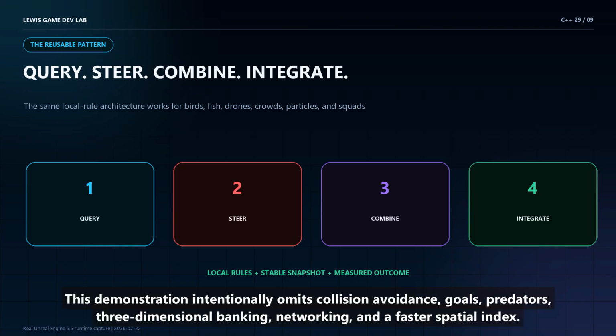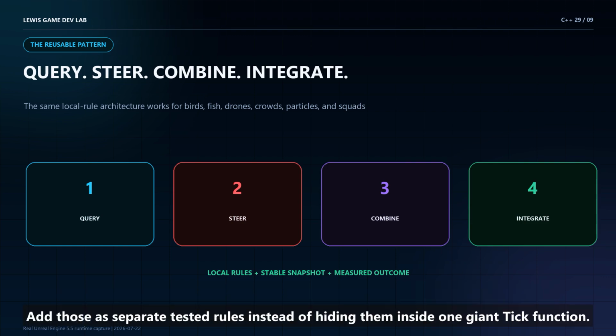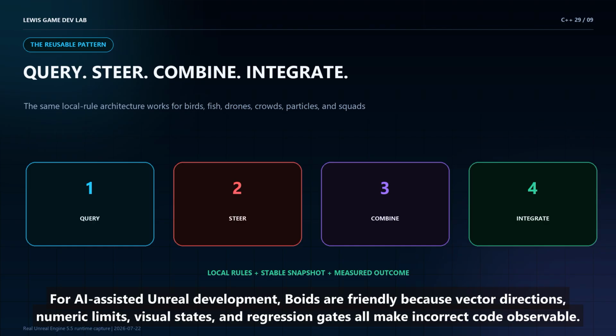This demonstration intentionally omits collision avoidance, goals, predators, 3-dimensional banking, networking, and a faster spatial index. Add those as separate tested rules instead of hiding them inside one giant tick function. For AI-assisted Unreal development, Boids are friendly because vector directions, numeric limits, visual states, and regression gates all make incorrect code observable.